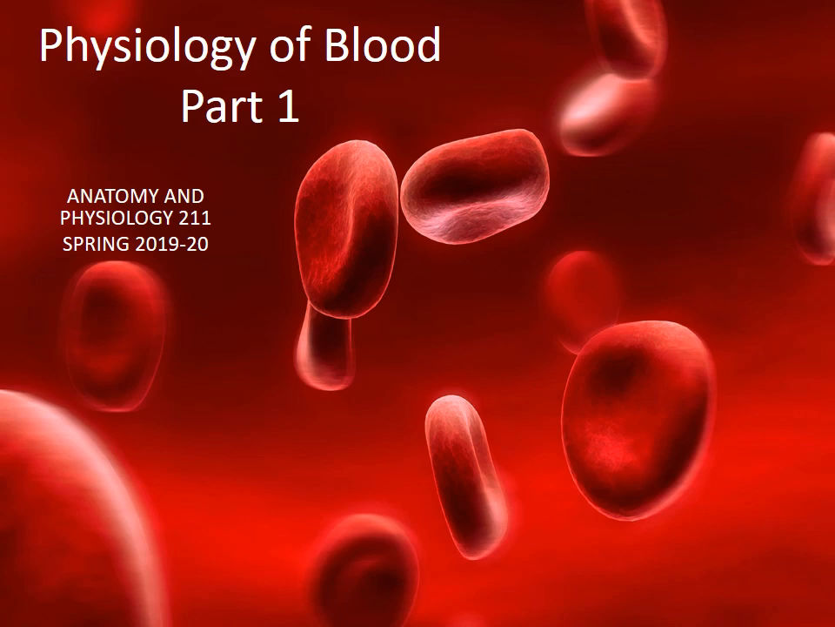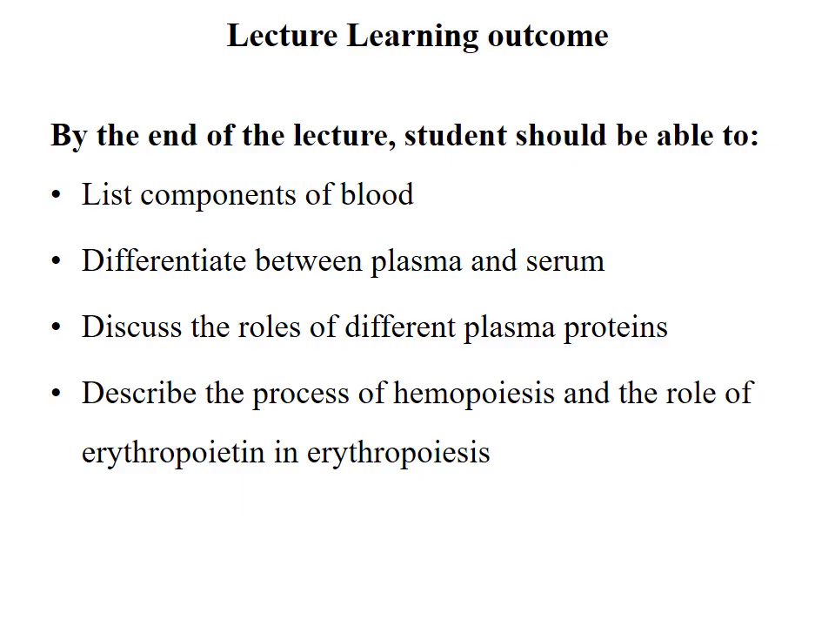Today we are going to discuss the physiology of blood. At the end of this lecture, you will be able to list the components of blood. You will be able to differentiate the plasma and serum. You will also learn about the different types of plasma proteins present in the blood. And also, we will be explaining hemopoiesis, the steps involved, and the role of erythropoietin in erythropoiesis.